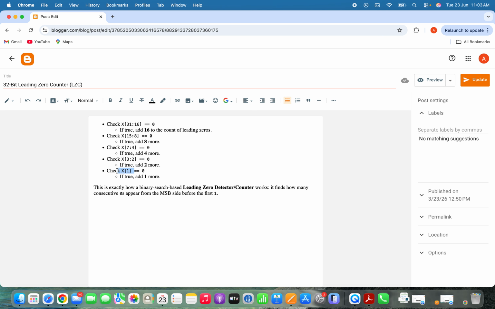By repeatedly dividing the search space into two equal parts, we can quickly locate the first logic 1 and determine the total number of leading zeros. This method is called binary search based leading zero detector because at every stage the search area is reduced by half. The main advantage of this approach is that it significantly reduces the delay compared to checking all 32 bits sequentially. Because of its high speed, the leading zero detector is widely used in high performance processors.